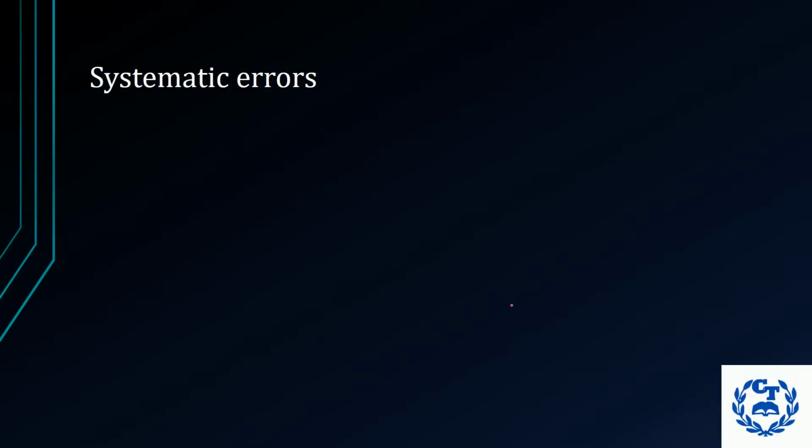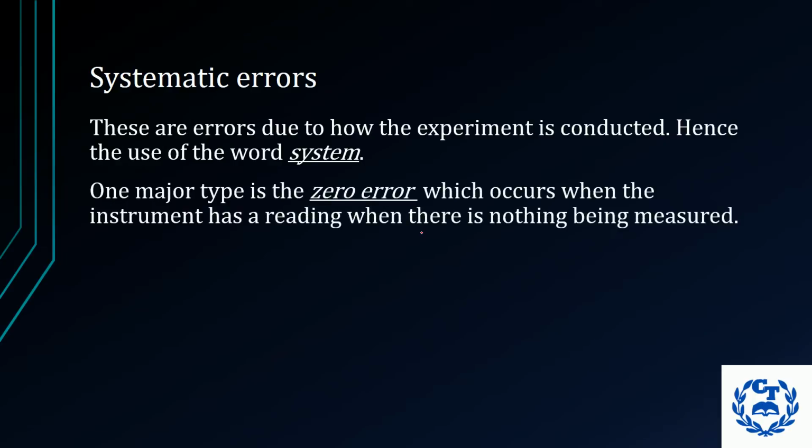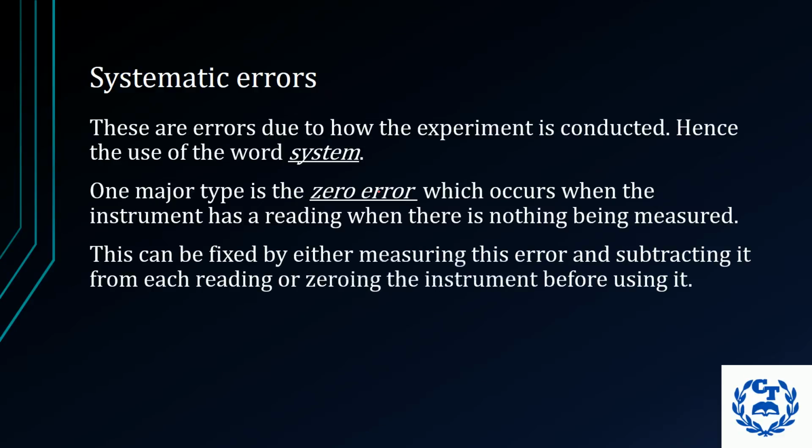The other type that we talked about is systematic, and systematic errors are errors due to how the experiment is conducted, and this is sometimes due to the instruments. One type of systematic error that is due to the instrument is the zeroing error. The zeroing error occurs when there is a reading on the instrument when you are not measuring anything. Two ways that you can deal with this are by measuring that zero error and subtracting it from each reading that you take, or you can zero the instrument before you use it to take any readings.